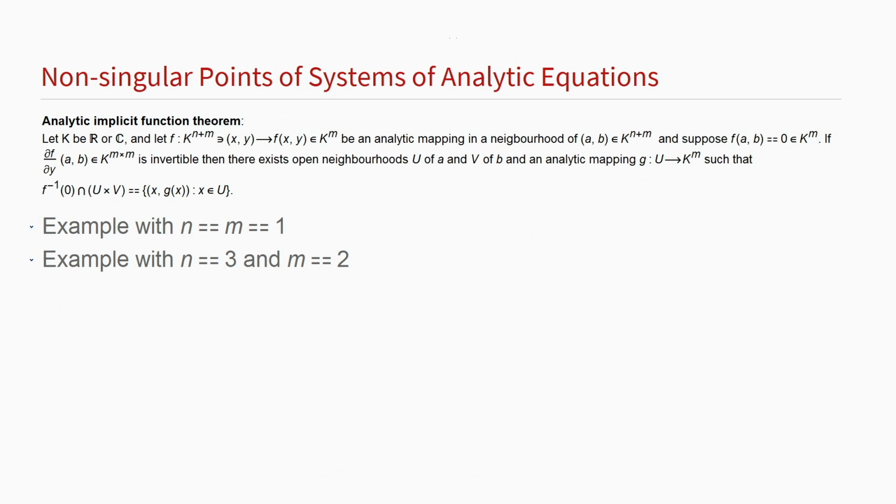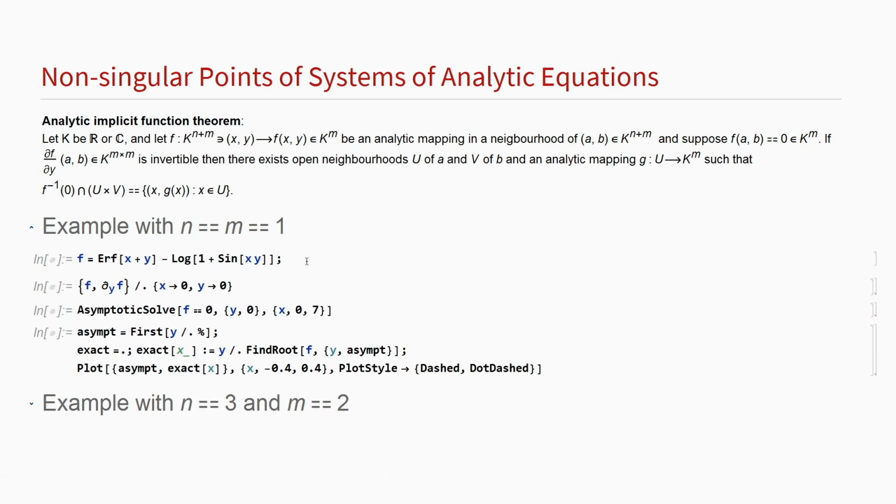So let me talk about what cases we can solve at this time. First, the nicest case, the regular case, the case of non-singular points of systems of analytic equations. So we'll use the analytic implicit function theorem. This theorem is true for x and y of arbitrary dimension. If the derivative with respect to y is invertible, then locally we have exactly one solution, and this solution is analytic.